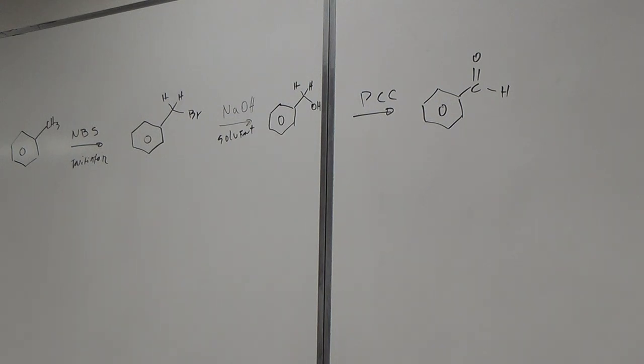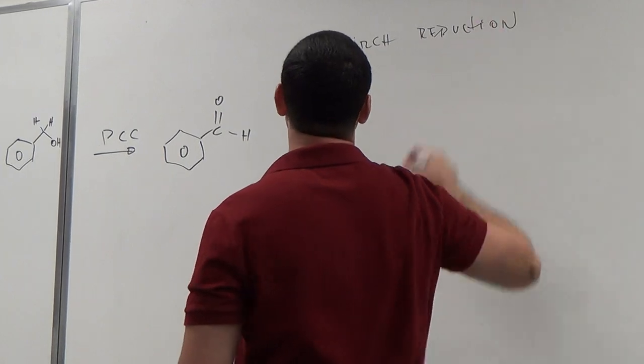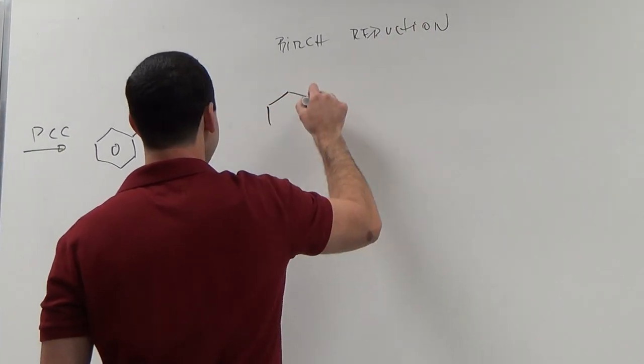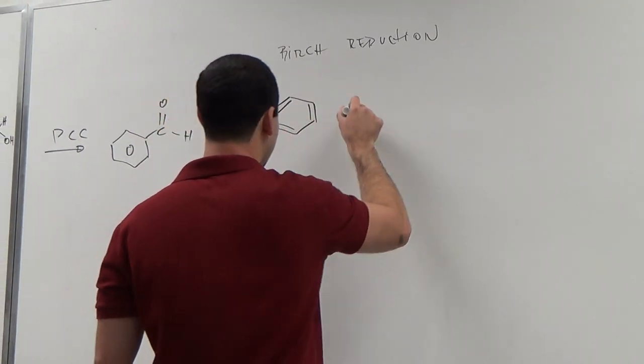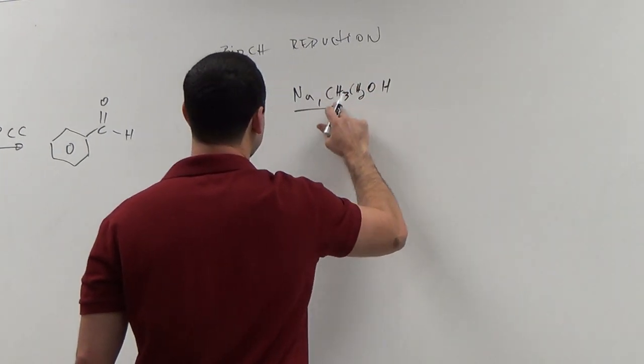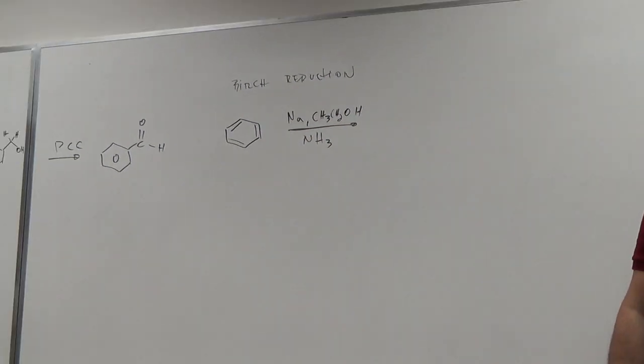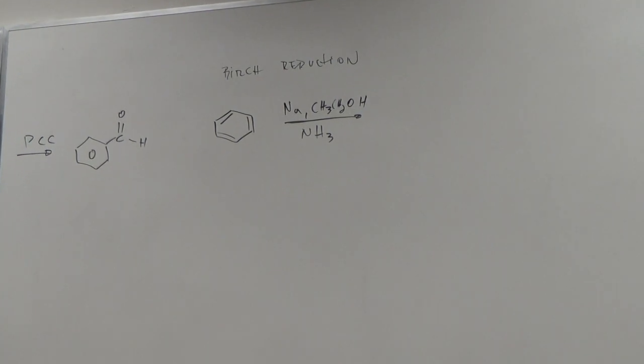I actually wanted the Birch reduction. Did we do this reaction in organic one? Yeah, but without the alcohol. It acts the same way. Yeah, trans alkene. You have an alkyne, sodium, and you get a trans alkene.